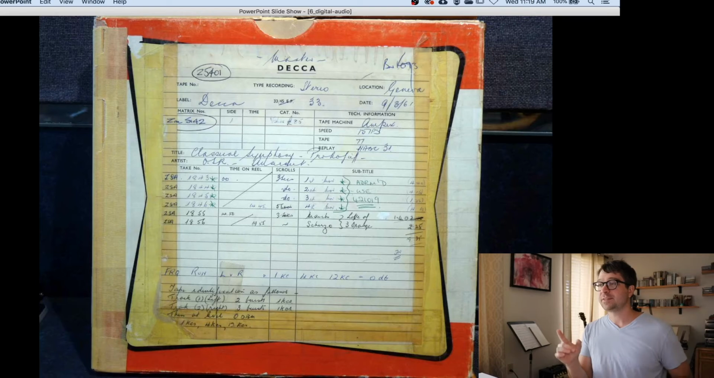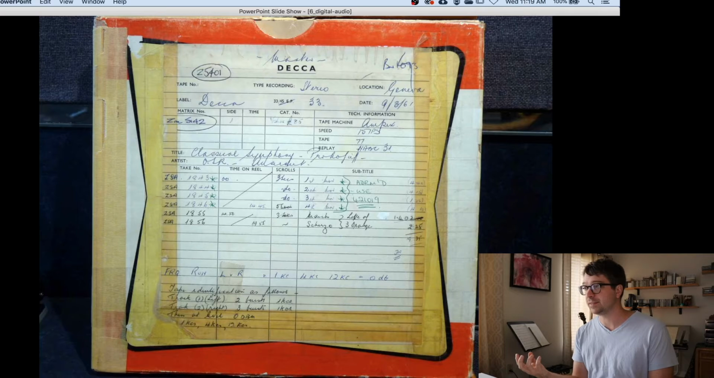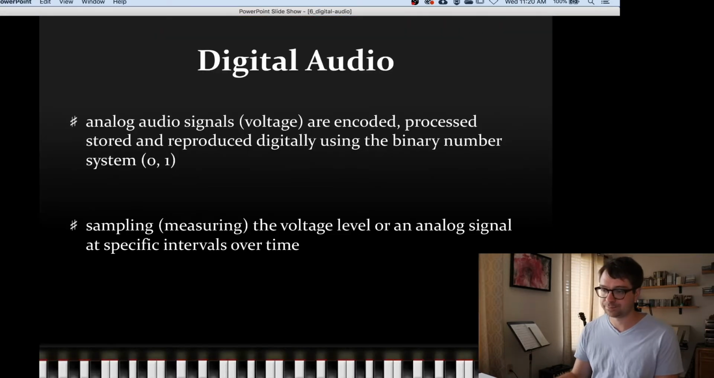But this physical object can be degraded, can be lost, can be damaged or destroyed. So potentially the original master of something can be lost if it's physical. This is different in digital audio.